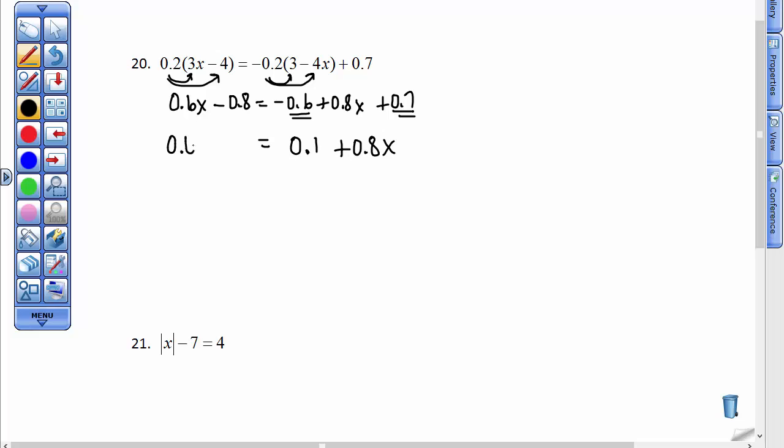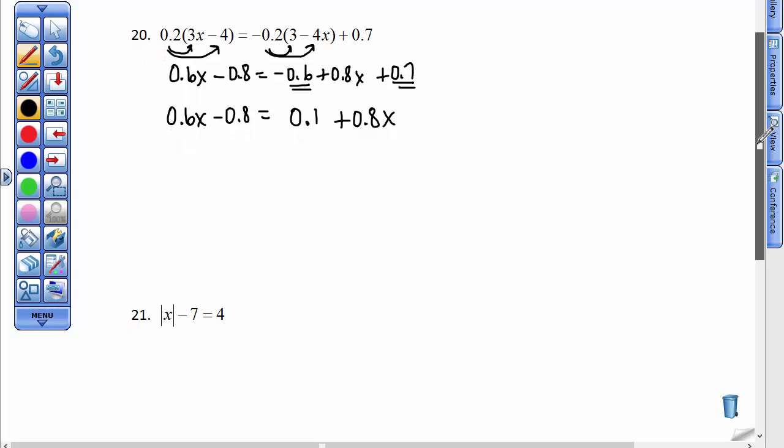And now I'm going to go ahead and get my x's on one side and my constants on the other. Now I do want you to know, if you wanted to, right now is the time when it'd be the easiest: you could multiply the whole thing by 10. Or in other words, move this decimal, move that decimal, move that decimal, move that decimal, and call this 6x minus 8 equals 1 plus 8x. A lot easier to look at.